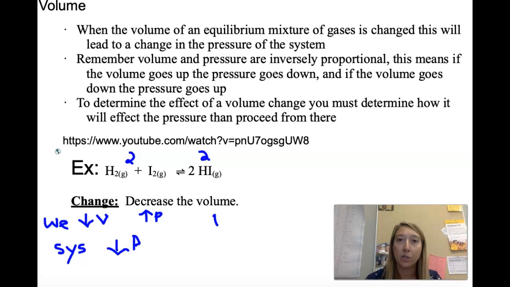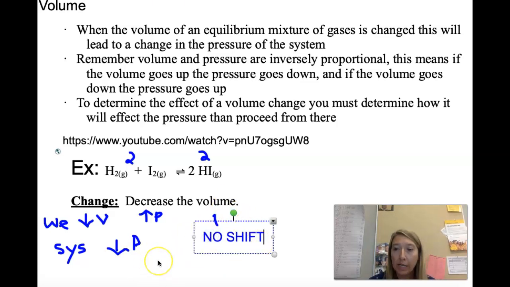Maybe I'll type that instead of trying to write it. No shift. Okay, and there's no shift because it can't counteract the change. The whole point of Le Chatelier's is to counteract what we have done. It can't counteract. Shifting towards products doesn't change anything. Shifting towards reactants doesn't change anything. So there will be no shift.